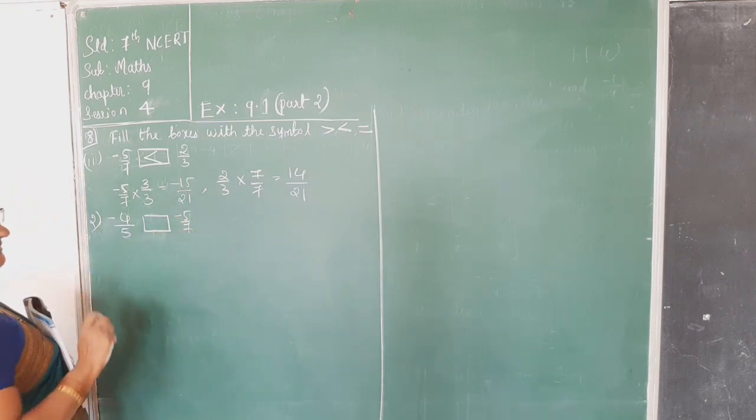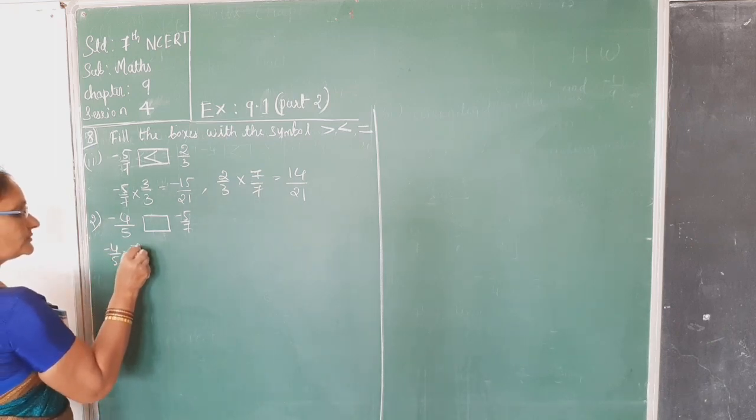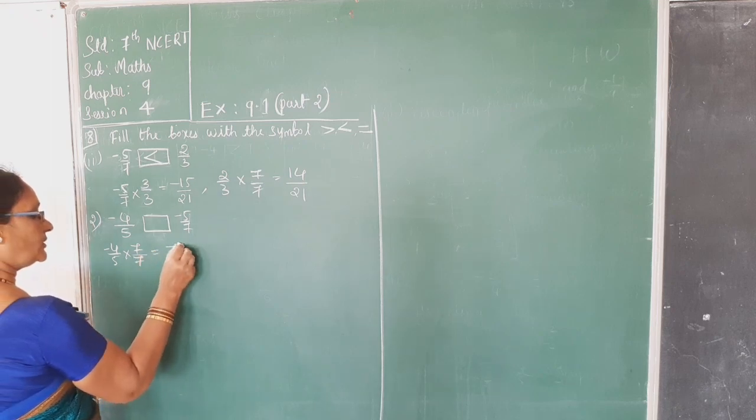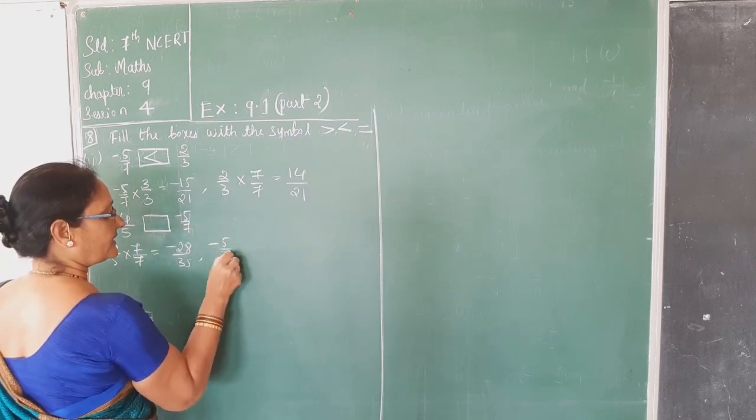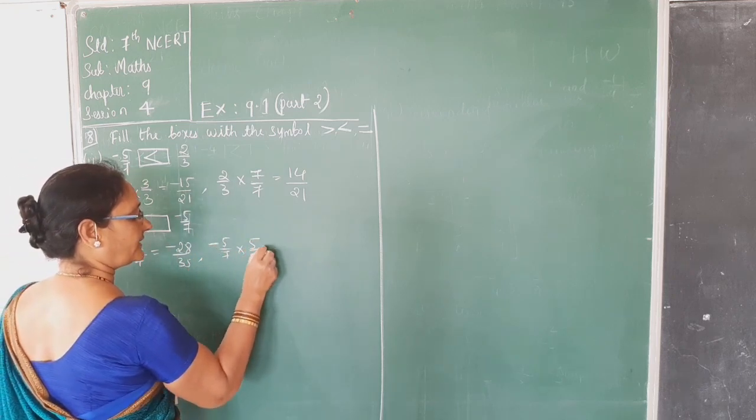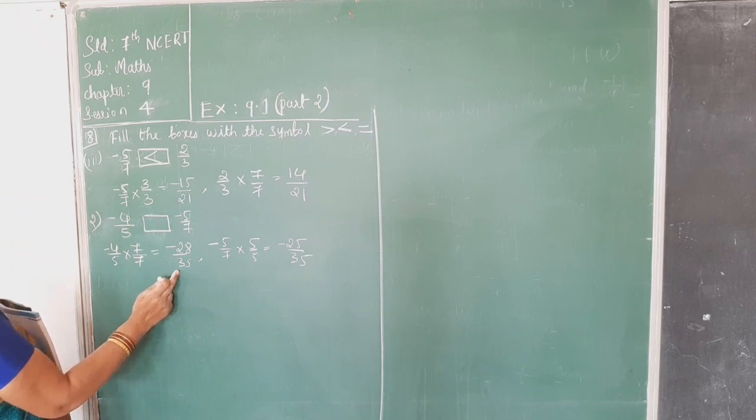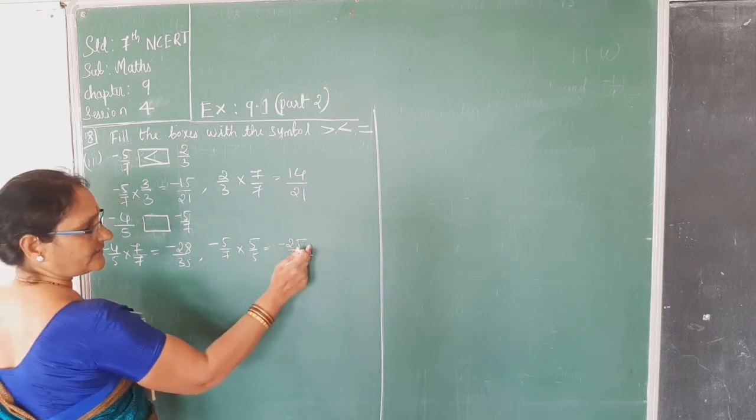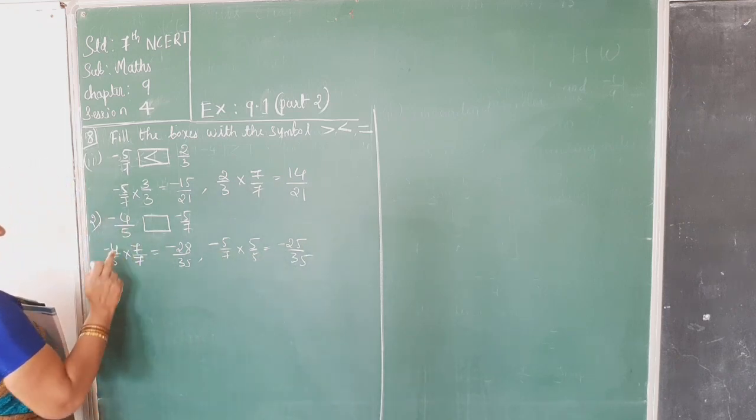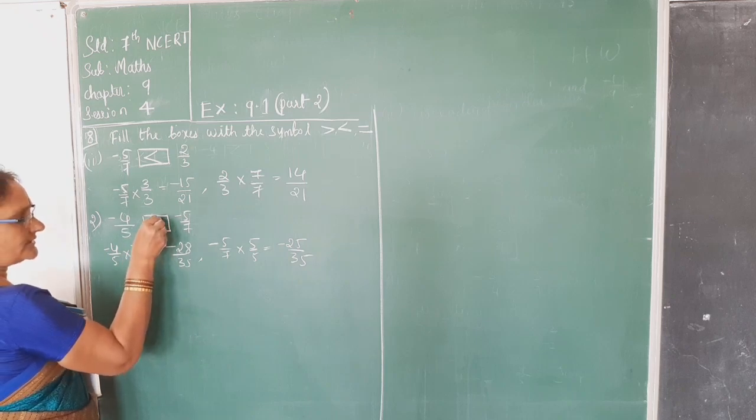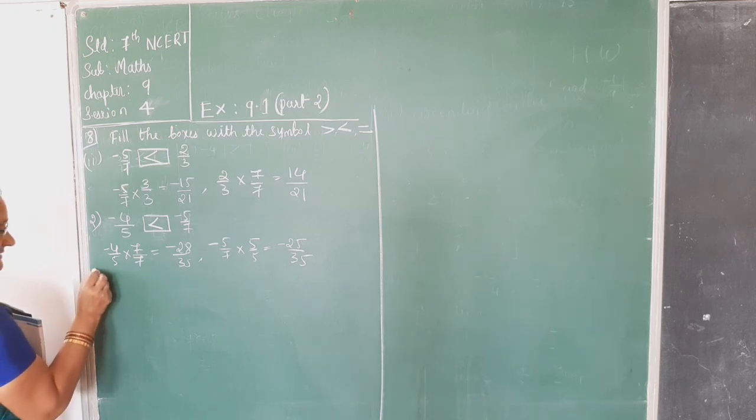See here, 7 5s are 35, which is the LCM, so we have to equalize it. Minus 4 by 5 into 7 by 7 is equal to minus 28 by 35. The same way, minus 5 by 7 into 5 by 5, that is minus 25 by 35. See here, both the denominators are the same, 35. This is minus 28, this is minus 25. Which is greater here? Minus 25 is greater, this is smaller. So automatically minus 4 by 5 is smaller than minus 5 by 7. So like this you can use the symbol here very easily.